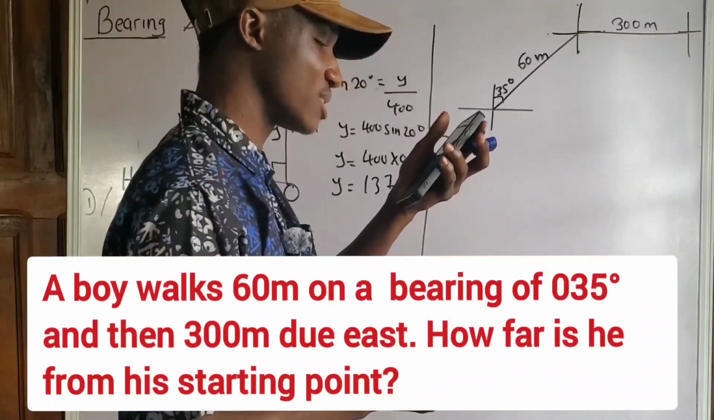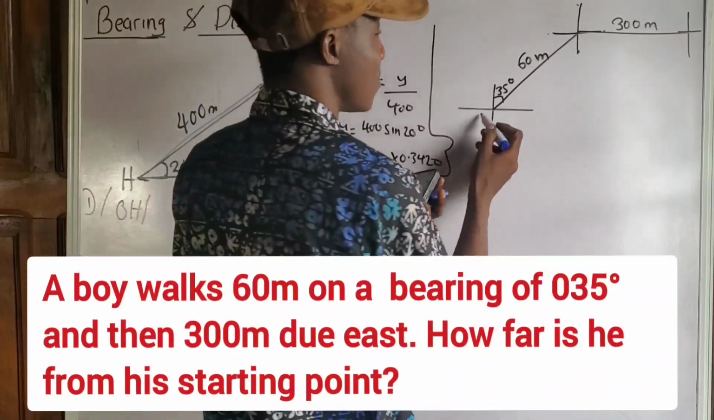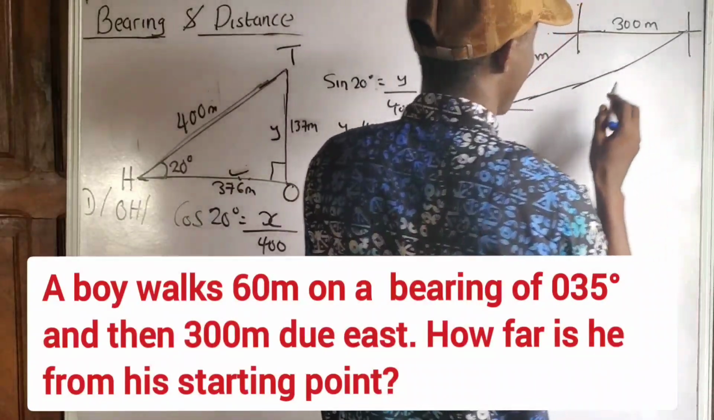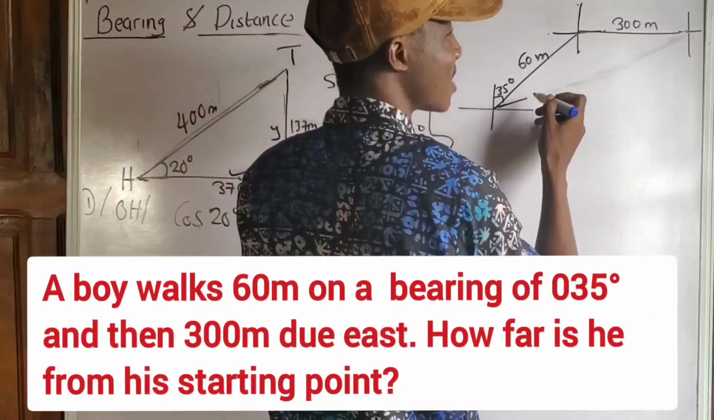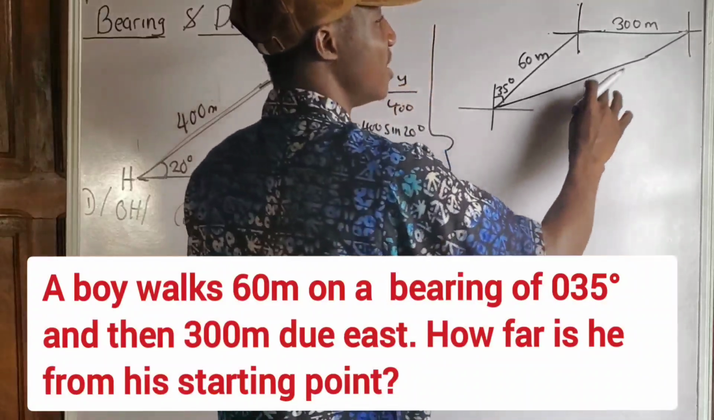Now, the goal of the question is that we should calculate how far he is from the starting point. This is the starting point. So what you are looking for now is this distance. Please don't mind my straight line. Yours have to be straight because you have to make use of a ruler. Okay, so this is the distance that you're looking for.